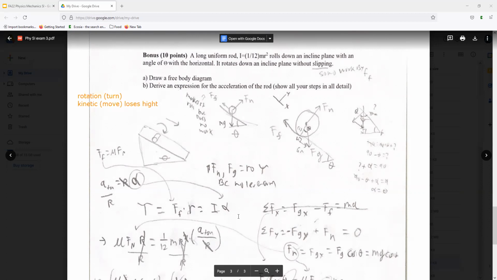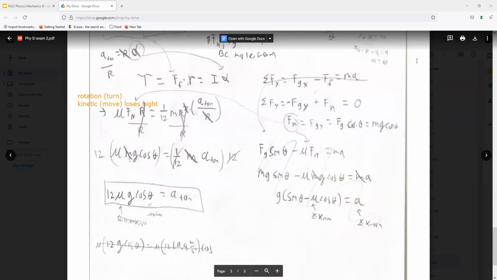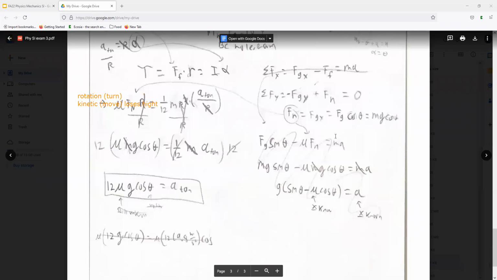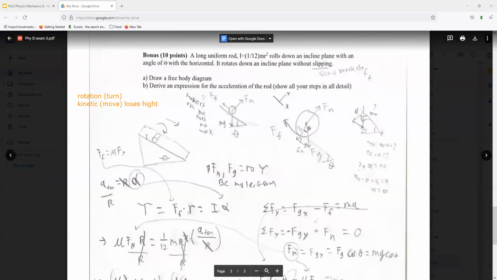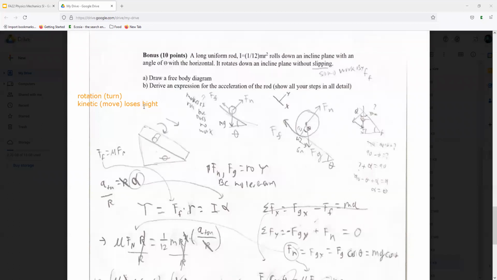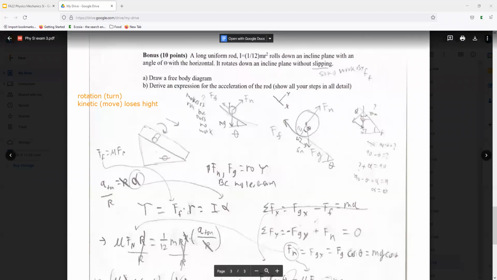So then you can do, there we go. Did I use kinetic? I don't know if I did. But if you wanted to do this with energy, you probably could have. But this is the force diagram of the forces, where this is the axis of rotation, right?